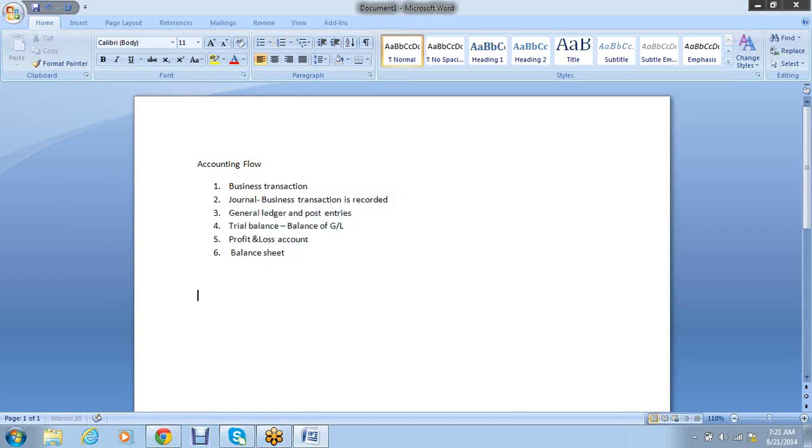This is the basic thing we need to understand. The whole of accounting is based on the golden rules. Golden rules are based upon three accounts: one is your real account, nominal account, and personal account. Real account: we debit all the products that come in, and we credit all the things that go out.